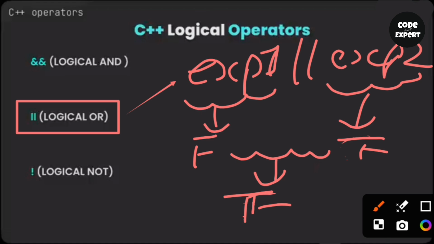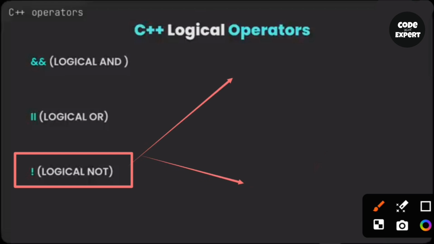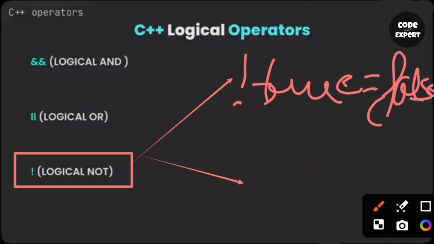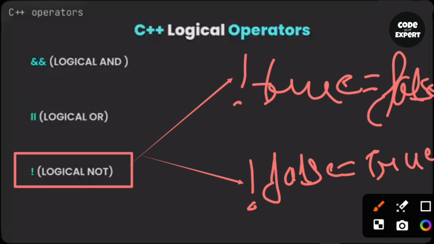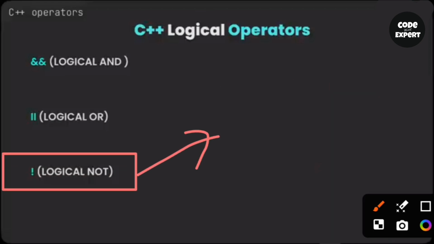Now that we have seen logical AND and logical OR, let's move toward our logical NOT operator. What does this mean? It's a simple thing, not a big thing. If I write logical NOT of true, it means the opposite of true, which is false. If I write logical NOT of false, it means the opposite of false, which is true. So logical NOT is simply the opposite of that value.